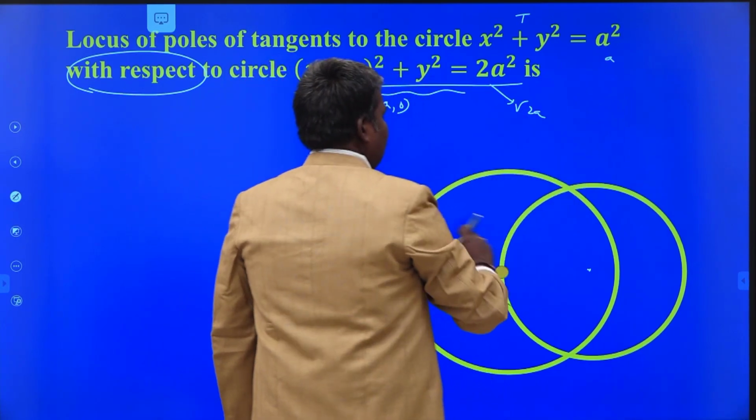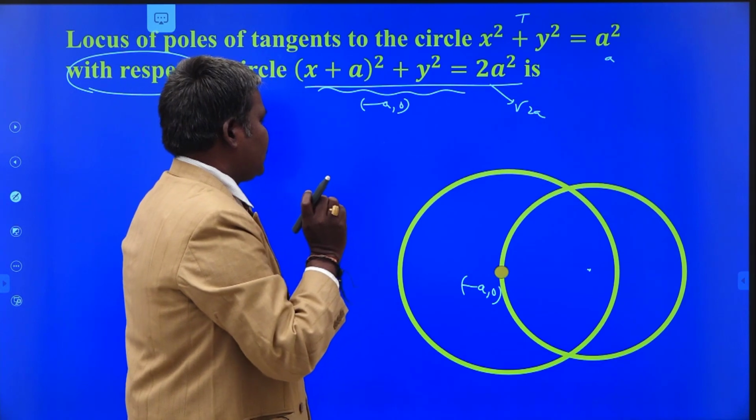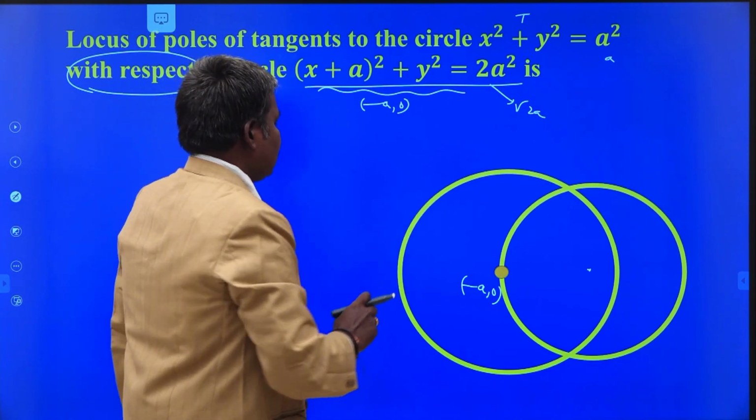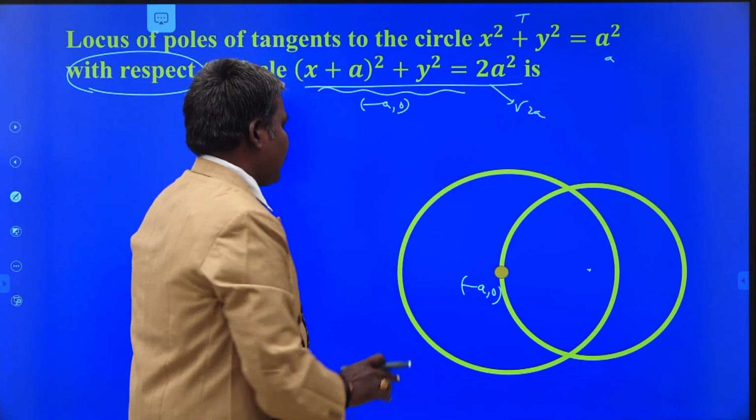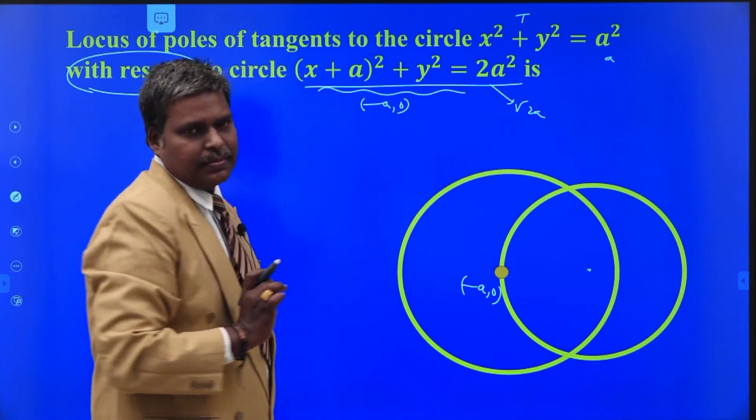The first circle's radius is a units. That's why I write it as the smaller circle. The center of this circle is one extremity of the diameter of the other circle, that is minus a comma 0, as shown in this figure.